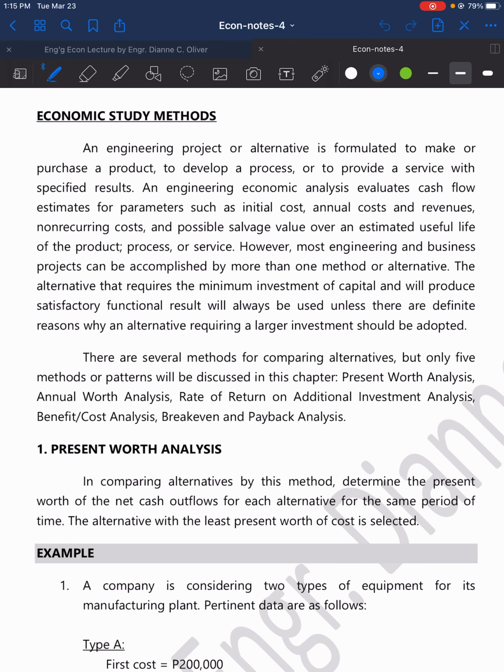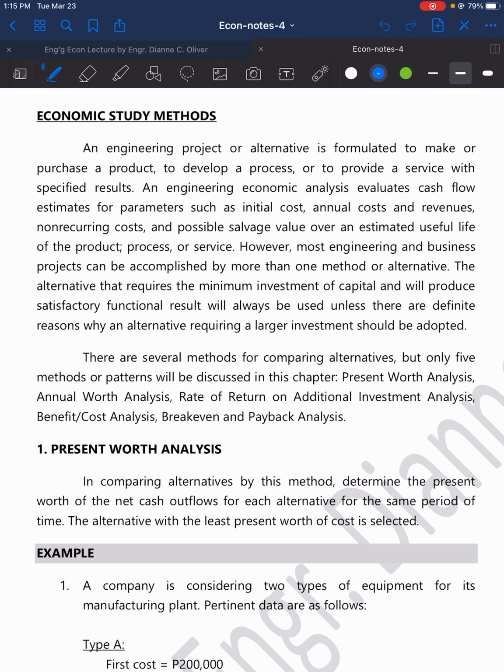An engineering project or alternative is formulated to make or purchase a product, to develop a process, or to provide a service with specified results. An engineering economic analysis evaluates cash flow estimates for parameters such as initial cost, annual cost, and revenues, non-recurring costs, and possible salvage value over an estimated useful life of the product, process, or service.